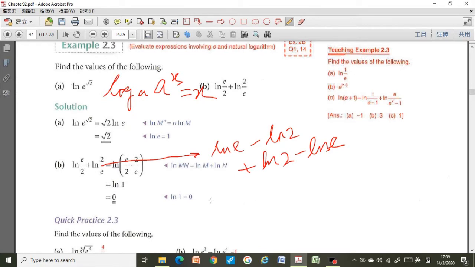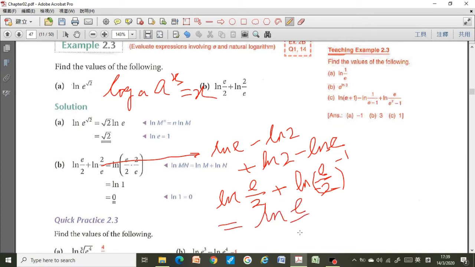Also, you can have another way. You can write down log e over 2 plus log e over 2, but it is reciprocal. That means it is to the power negative 1, and the negative 1 can go down. This one will become log e over 2 minus log e over 2, which is equal to 0. So there are many ways to do the same problem, but you just need to show one of them.